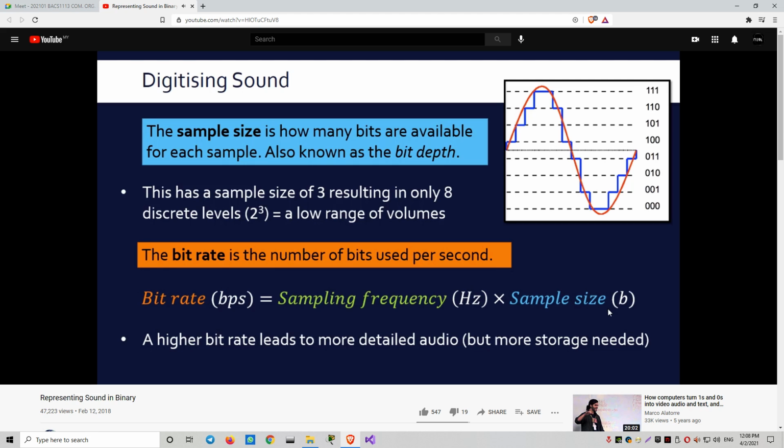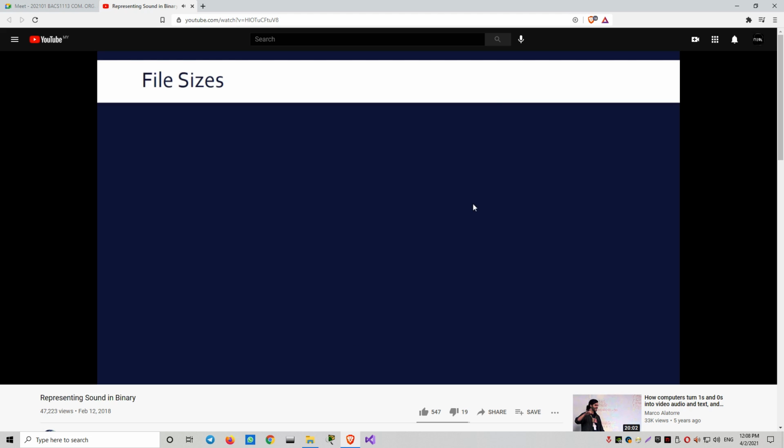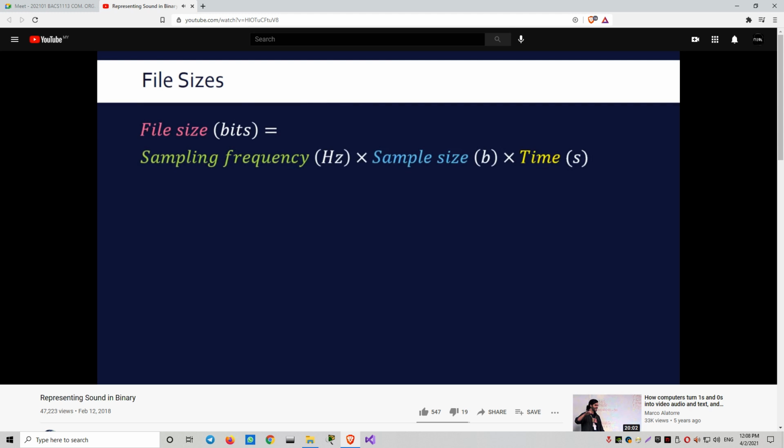A high bit rate leads to more detailed audio or better quality audio, but you also need more storage because you're using more bits per second. You need more bits available in your memory to store this audio. Perhaps to explain bit rate better, if we talk about the file size in general, just in bits, this is the same as the sampling frequency times the sample size times time. So basically the file size equals the bit rate, which is these two, times time.